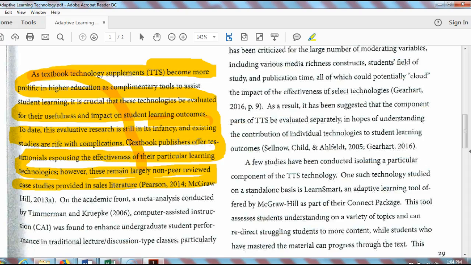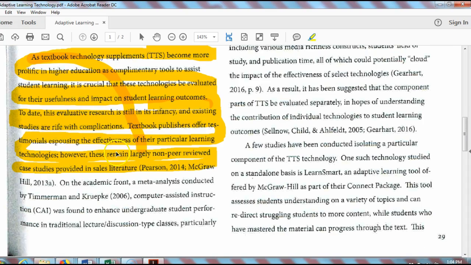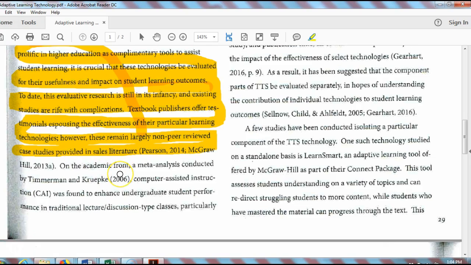Okay, now I do that, I keep saying we did that a lot over the next few paragraphs. So, textbook publishers offer testimonials. They have their brochures, they have their pamphlets saying how great they are, but these are largely non-peer-reviewed case studies, okay, in the sales literature.